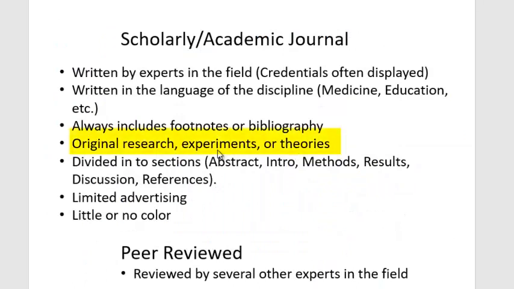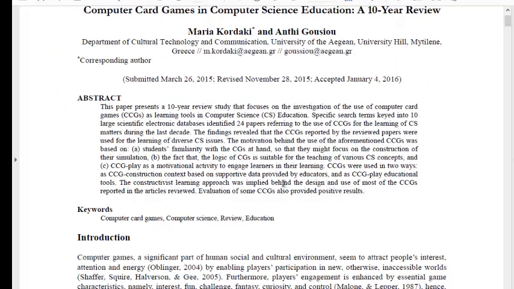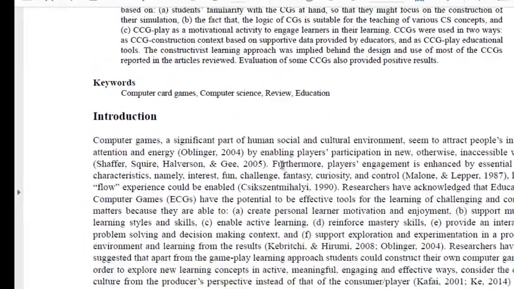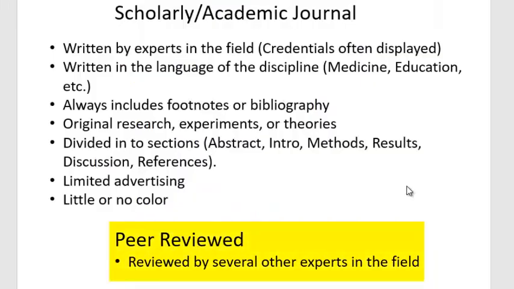Your article may be original research, or it could be a review article. It will often contain experiments or theories. And then you'll notice it's divided into sections, such as an abstract and so forth. And let's go ahead and look at that article that we looked at, the references. You'll see an abstract, and then it goes down into introduction, and it keeps going through the different sections. Finally, your article may be peer-reviewed, so it was reviewed by experts in the same field as the author.